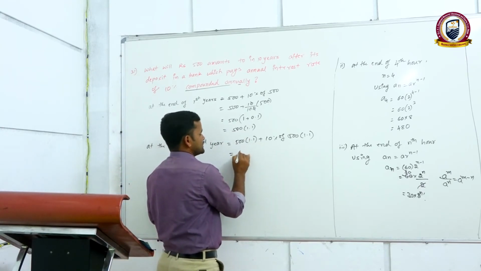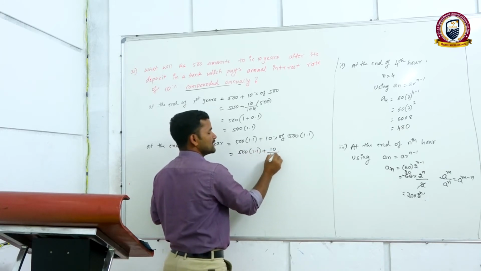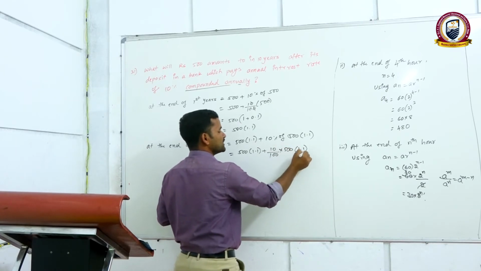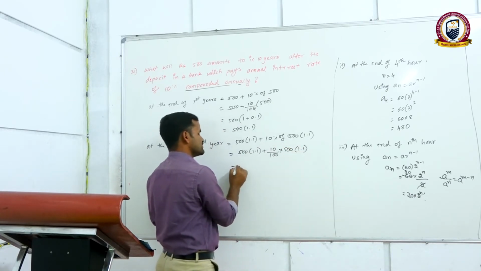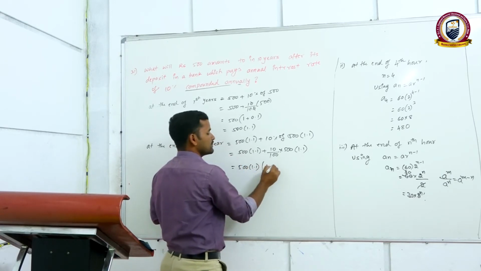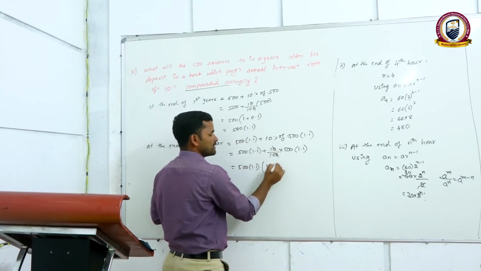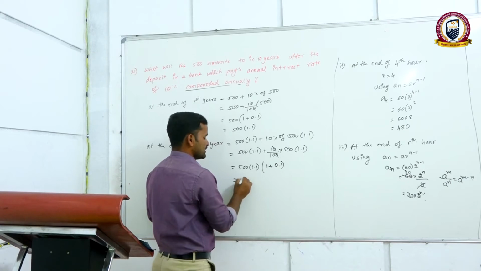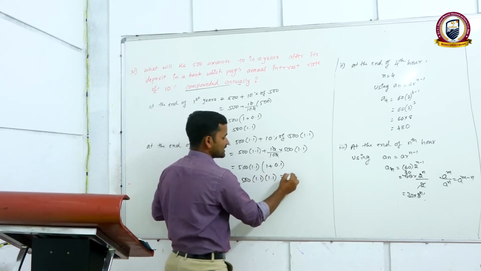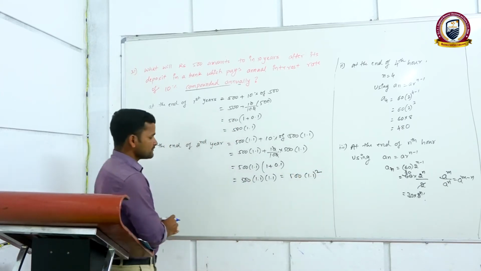Now this is 500 into 1.1 plus 10%, means 10 by 100 into 500 into 1.1. From both the terms you see 500 into 1.1 is common. Now you write the remaining: 1 plus, here the 0 gets cancelled, 1 by 10 remains. 1 by 10 is again 0.1. This is 500 into 1.1 into 1.1, which can be written as 500 into 1.1 whole square.